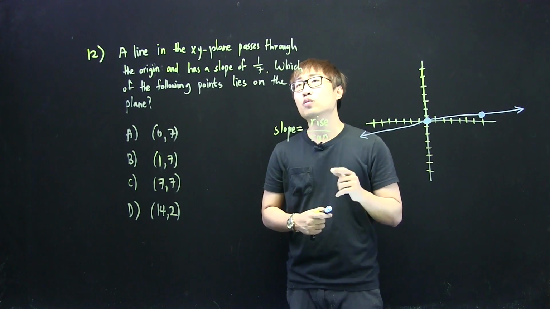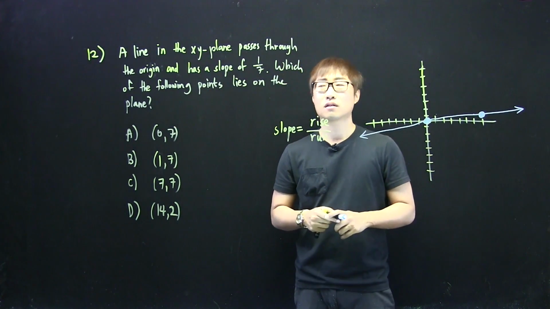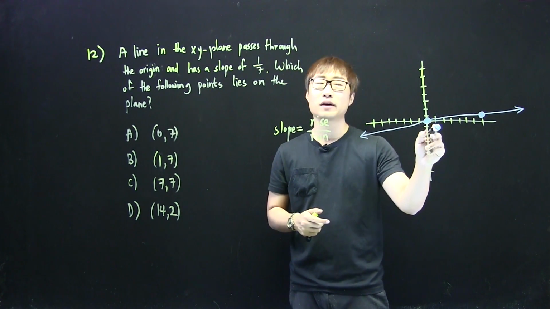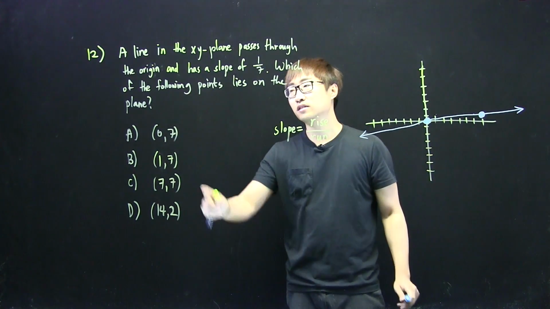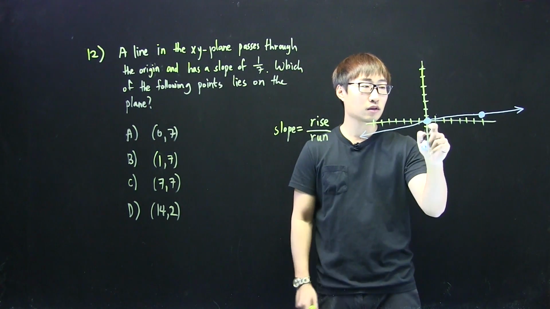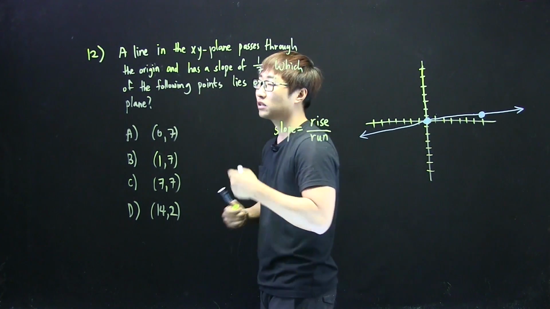Okay, and we're looking for which of the following points lies on the plane. All right, so let's guesstimate all these points by looking at our graph over here. 0, 7. 0, 7 is like right there. Clearly, it doesn't pass through that. So I'm going to cross that out.